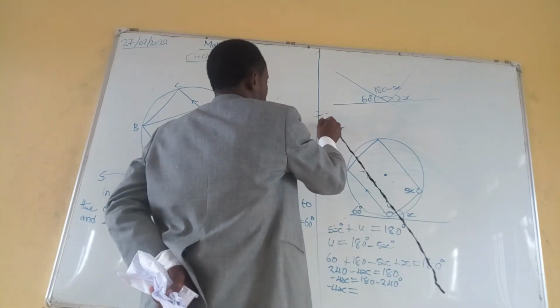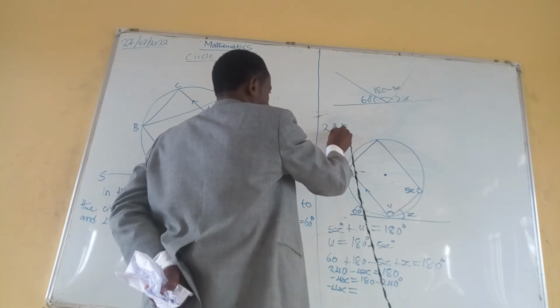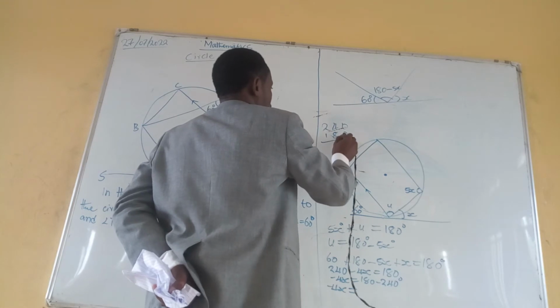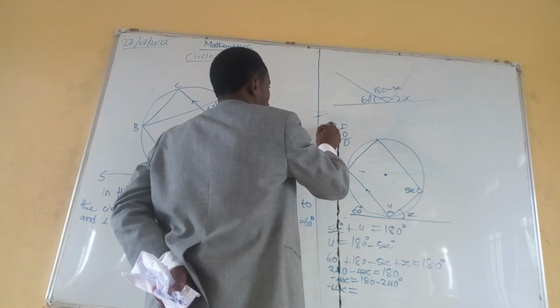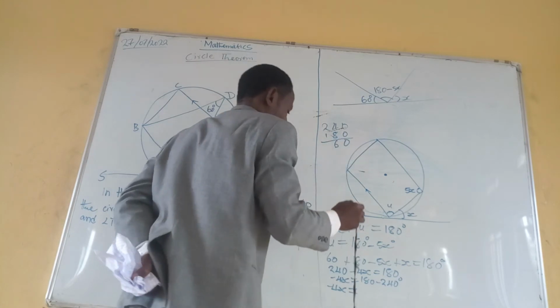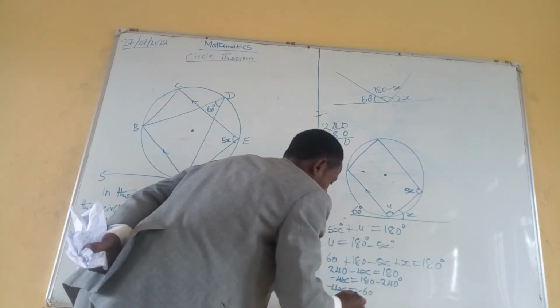Okay? 180 minus 240, sorry, 180. Take 1 from it, that is 14, that will give us 6. So minus 4x is equal to minus 60 degrees.